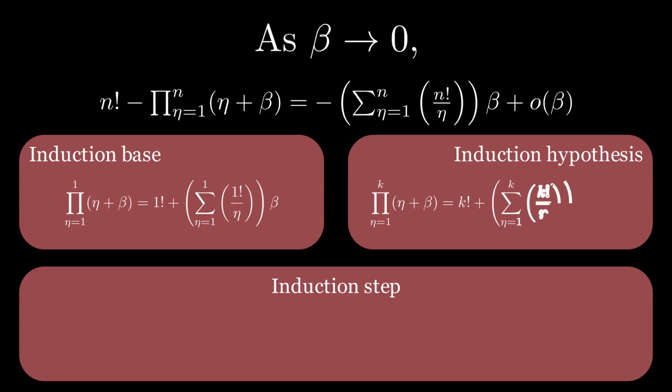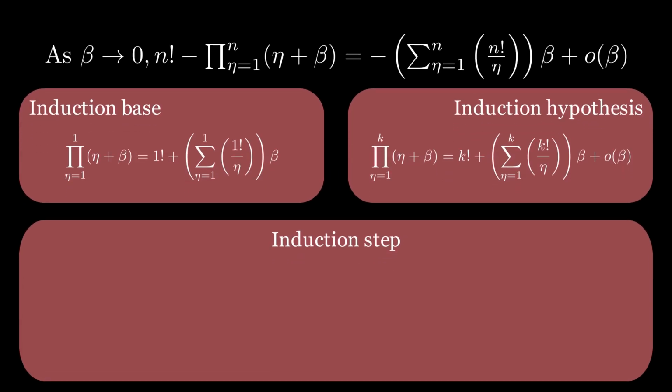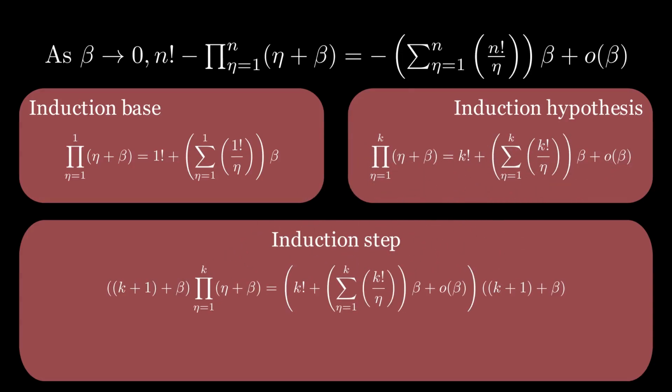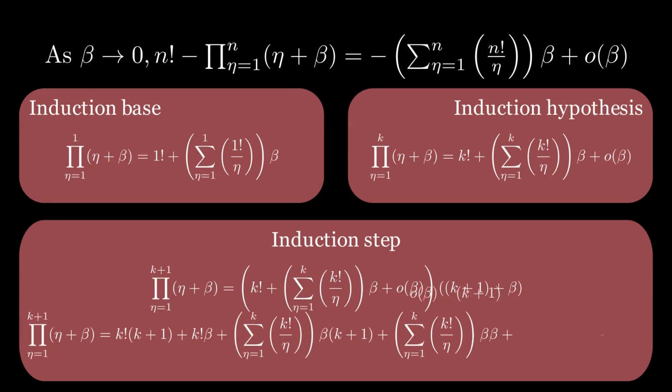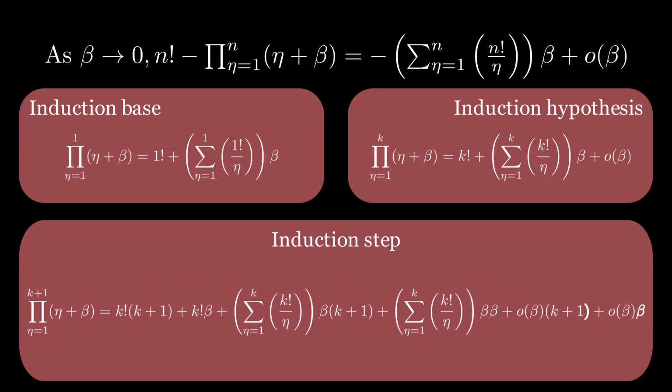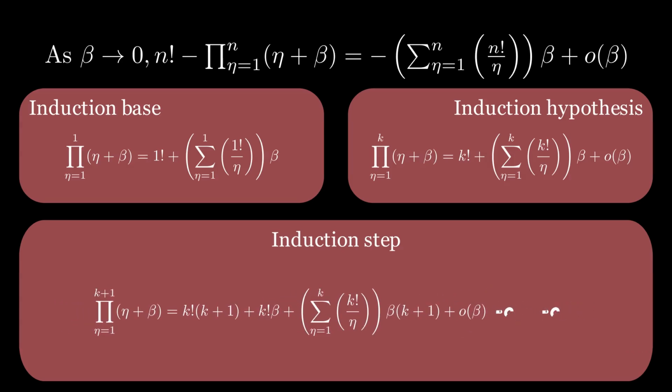For the induction hypothesis, we will just slightly rewrite the lemma and assume it holds for k. Now, we will prove from this hypothesis that the lemma holds for k plus 1. We first multiply by k plus 1 plus beta to make the product go up to k plus 1. We can now distribute the product on the right side, just like this. In this new expression, we can merge all the terms which belong to little o of beta.